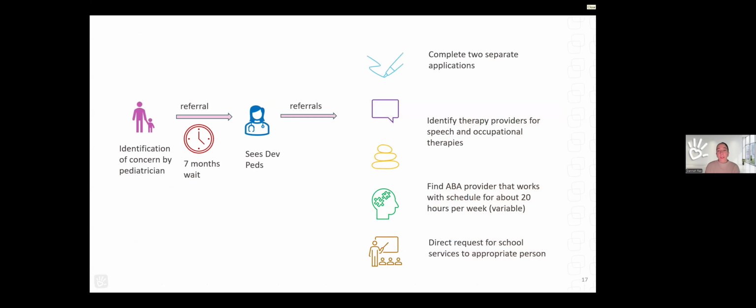Okay, so again, we have our patient and the parents now need to complete 2 separate applications. They need to identify therapy providers for both speech and occupational therapies, find ABA that would schedule for about 20 hours per week and work with their schedule. Some of those hours can be variable. And then they need to direct the request for school services to the appropriate person to initiate an evaluation. So again, these are all the things that we've asked this family to do.